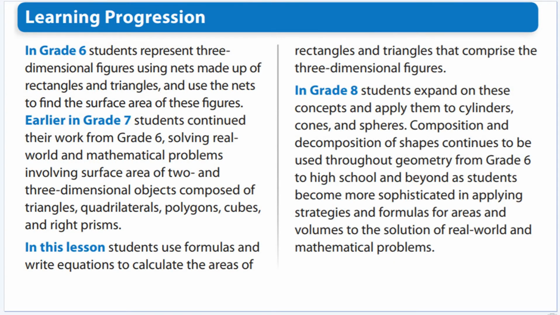Learning progression. In grade 6, students represent three-dimensional figures using nets made up of rectangles and triangles, and use the nets to find the surface area of these figures. Earlier in grade 7, students continued their work from grade 6, solving real-world and mathematical problems involving surface area of two- and three-dimensional objects composed of triangles, quadrilaterals, polygons, cubes, and right prisms.